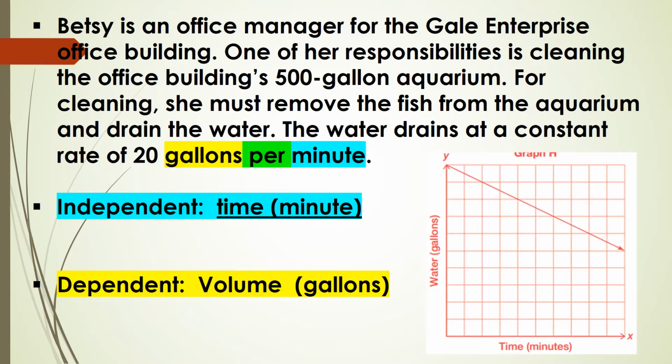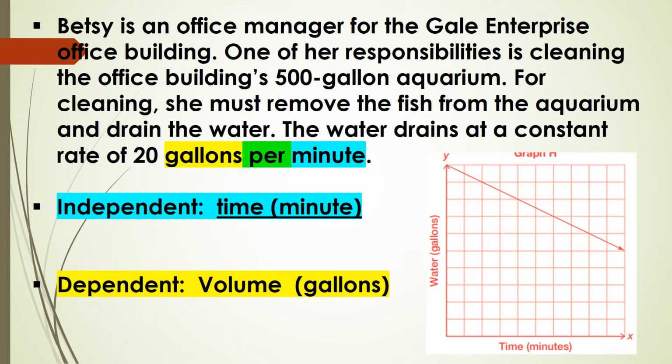Look at this scenario with Betsy again. I have included the graph for this scenario. This graph is linear. It is a straight line, and we are starting with 500 gallons, and it is going out at 20 gallons per minute. So it is a constant draining of 20 gallons per minute. That is why it's linear, because it is constant. The rate of change is 20 gallons. So you start with 500 gallons, and then you end up eventually with no water in the tank.